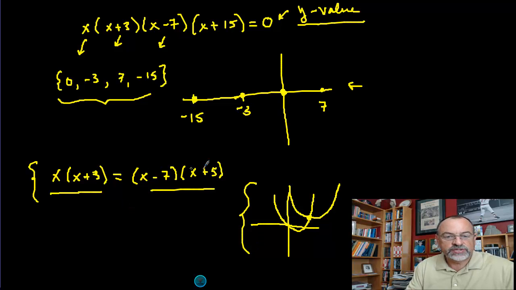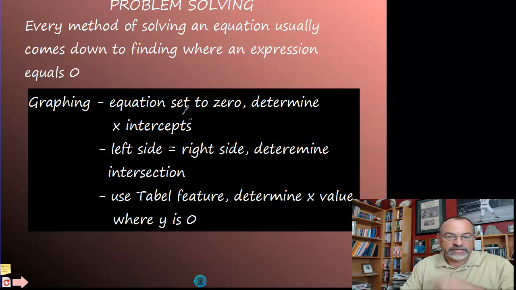So in this case, where you have an expression on the right and left, you're looking for the intersection. Here, where the equation is equal to 0, you're looking for the x-intercepts. So that's the connection. Now, what's the connection in a table? Well, in a table, if you were to take the expression and it was equal to 0, you're looking for where it crosses the x-axis.